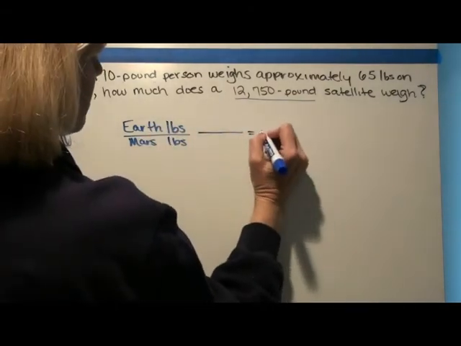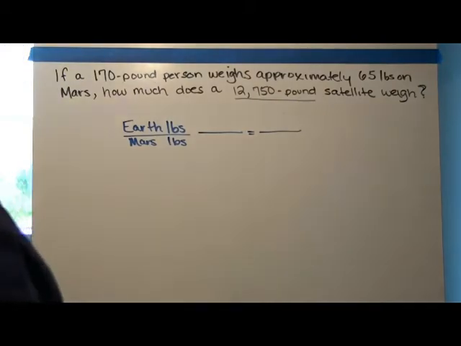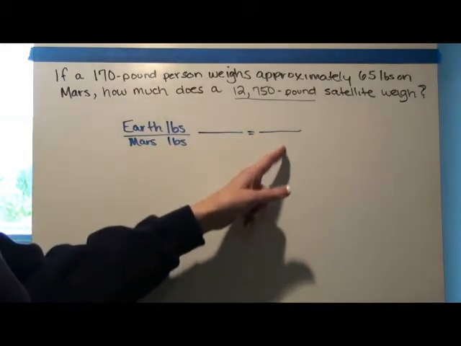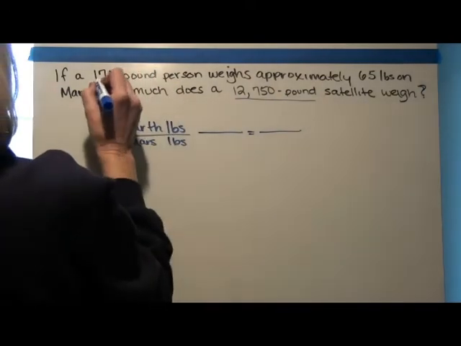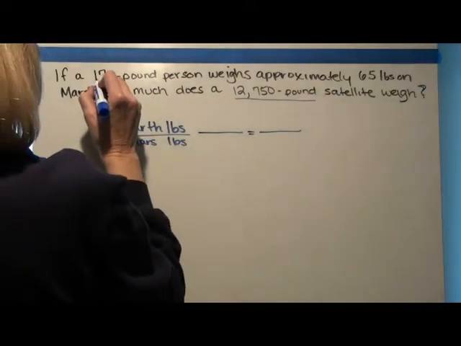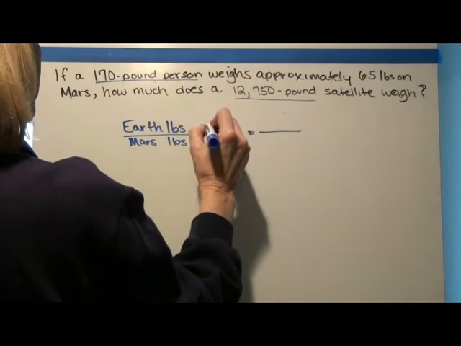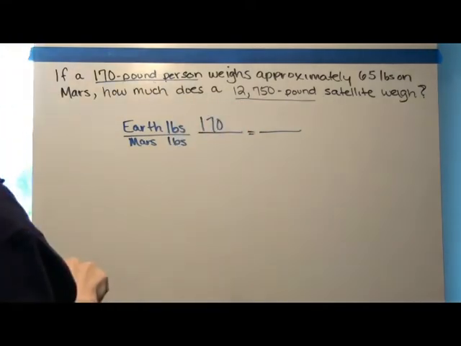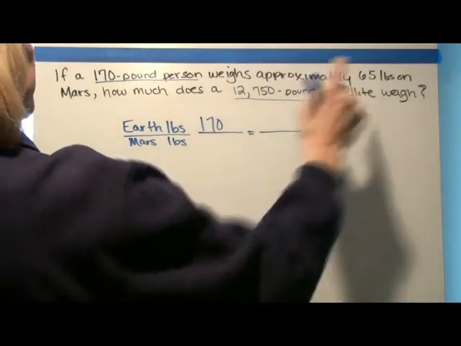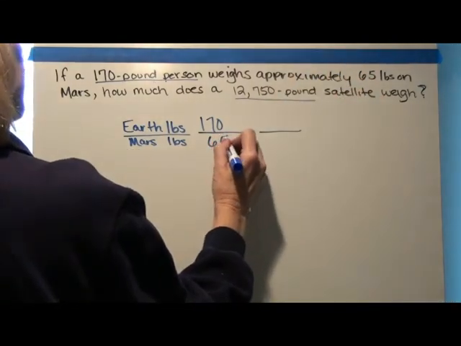Next to it, we're going to put a proportion setup, which is one ratio equal to another ratio, making sure you have the equal sign in there. In the first part of the sentence, we have a 170-pound person. That would be the 170-pound person on Earth, is a 65-pound person on Mars.